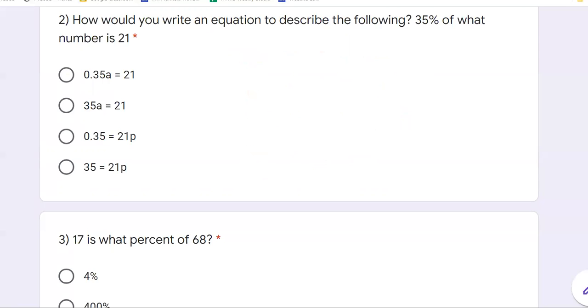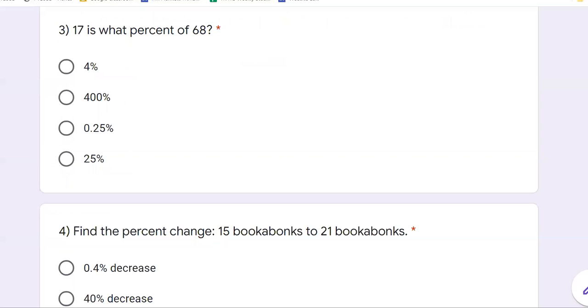Let's go on to number 3. I apologize, my computer's so slow. And this one, really, it's just the same as the last one. Is means equals. What percent or what amount is going to be a variable? Of means multiplication. And then you solve an equation using the properties of equality, addition, subtraction, multiplication, and division properties of equality.